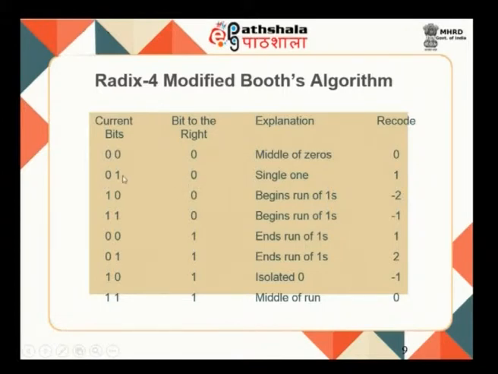So, you get a -1 for this, and this is with a place value of 2. So, this is going to have a place value of 2. So, you combine your 2 with your -1, you get a value of 1. Similarly, you can do the recoding for the other bits also.